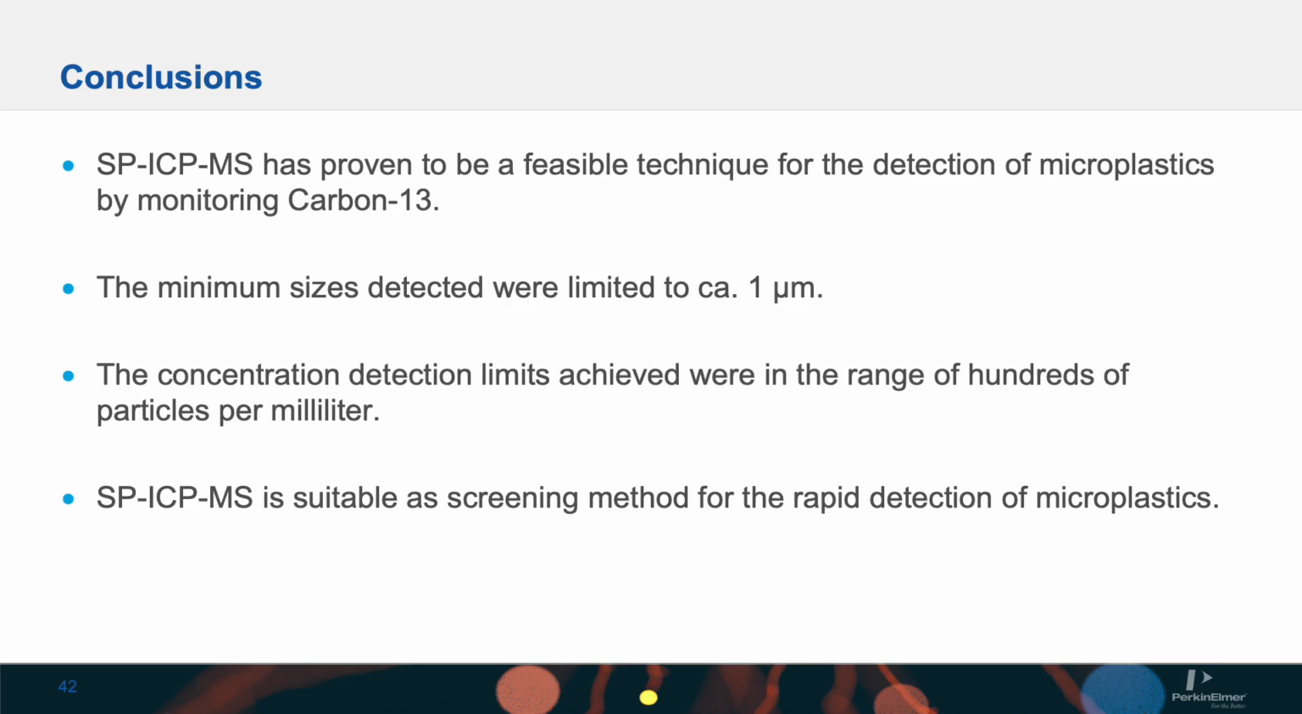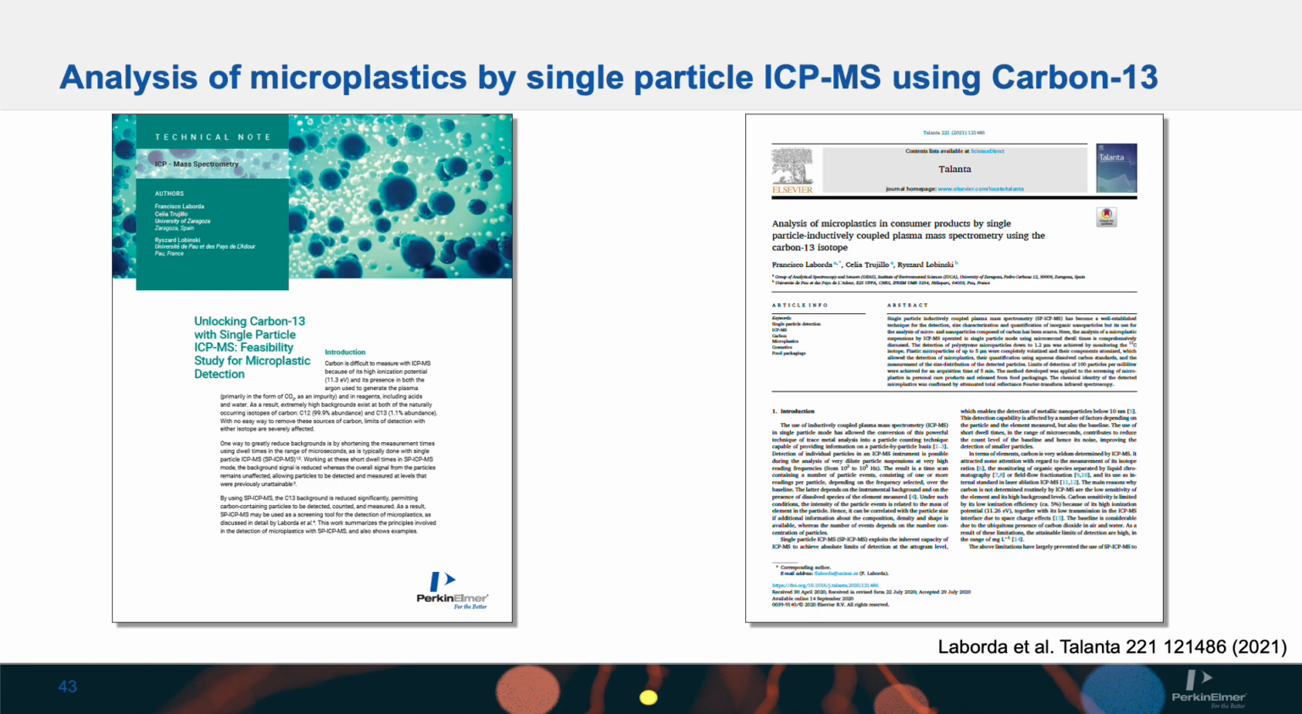Finally, bearing in mind that single-particle ICPMS detects particles containing carbon, single-particle ICPMS is suitable as a screen method for the rapid detection of microplastics, although it must be complemented with other techniques to confirm the nature of the detected particles. You can find more detailed information in the application note recently released by PerkinElmer, Unlocking Carbon-13 with Single-Particle ICPMS, Feasibility Study for Microplastic Detection, and our publication in Talanta, Analysis of Microplastics in Consumer Products by Single-Particle Inductively Coupled Plasma Mass Spectrometry using the carbon-13 isotope.